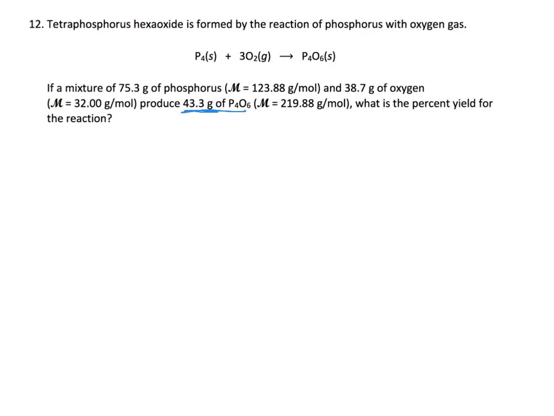All right, so we're going to first convert our masses of phosphorus and oxygen into moles, because we always use moles when we do stoichiometry. The moles of P4 is mass over molar mass, 75.3 grams over 123.88 grams per mole, which is equal to 0.6078 mole.